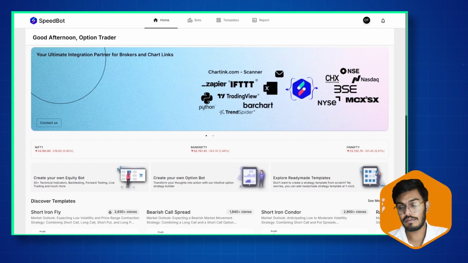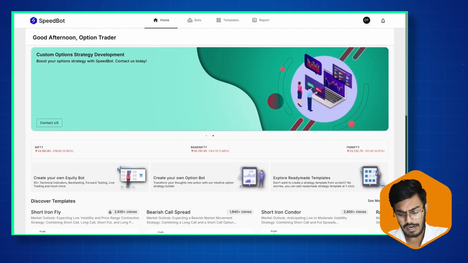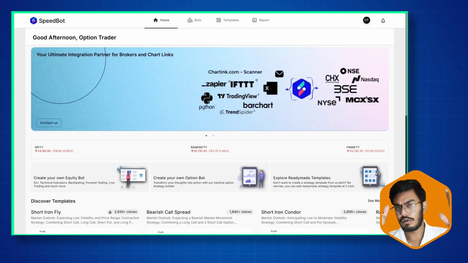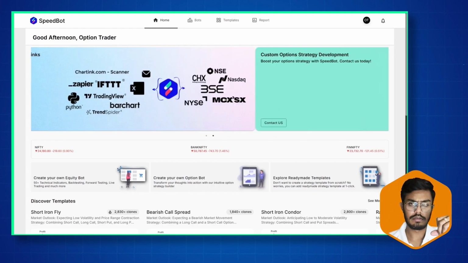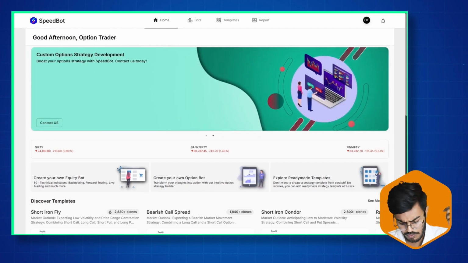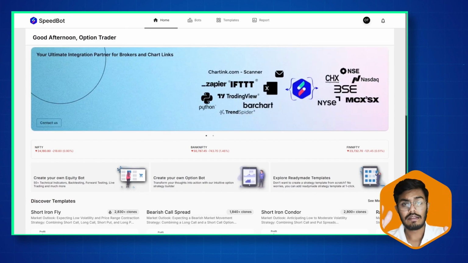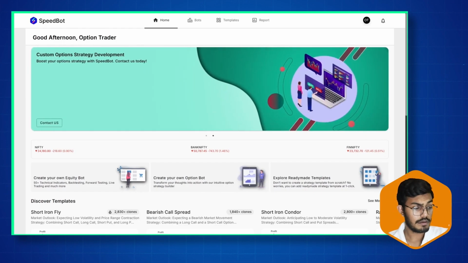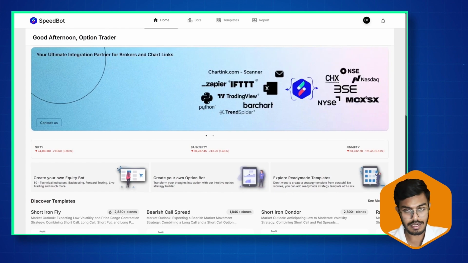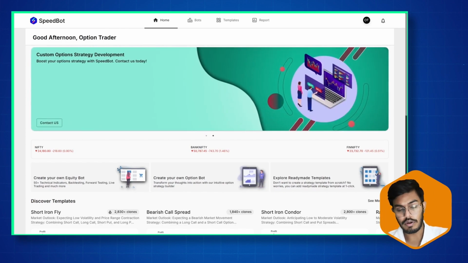Let us say you have a strategy and you'd like to run it on multiple accounts, it could be for a particular broker and another for a different broker. Let's say, for example, you have 10 brokers, then you'll be able to execute the same strategy in 10 different accounts. That's where SpeedBot comes into the picture: speeding up your execution process, your analysis process, and giving you real-time detailed reporting.